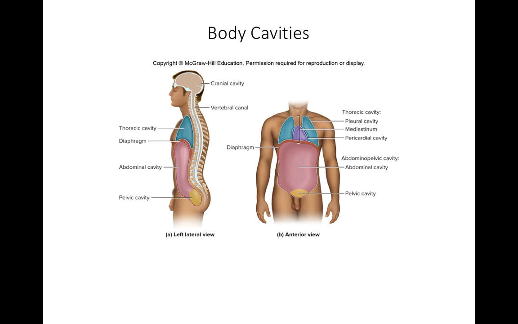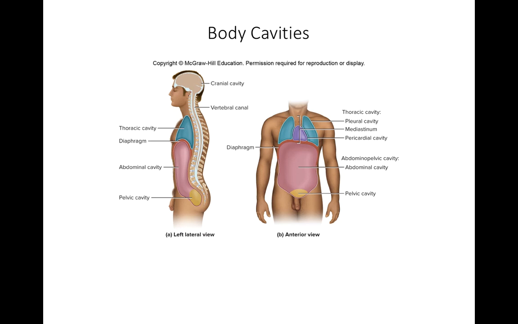Know what is found in each pleural cavity, which would be your lungs. The pericardial cavity, that's where you're going to find your heart. Cranial cavity, that's where your brain is. The mediastinum, it's got a portion of your heart. It's got your esophagus. It's got the trachea. So you're going to want to work through what would be found in each of these different cavities.